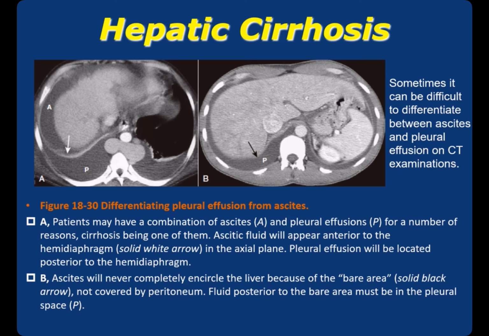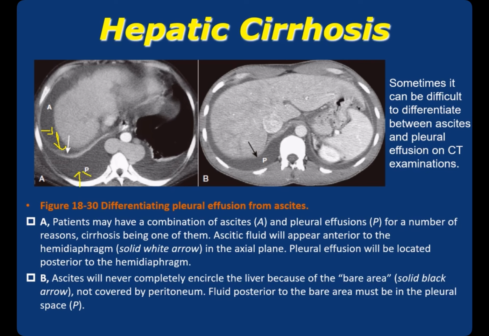Patients may have a combination of ascites and pleural effusions for a number of reasons, cirrhosis being one of them. Usually, ascitic fluid will appear anterior to the hemidiaphragm. Here is the hemidiaphragm. Ascitic fluid is usually located anterior to the hemidiaphragm, and pleural effusion will be located posterior to the hemidiaphragm.